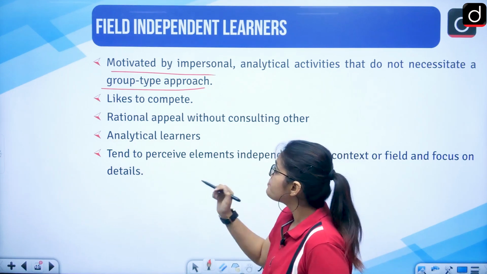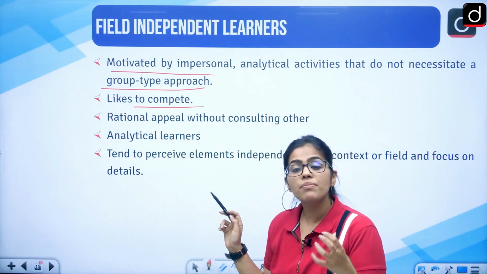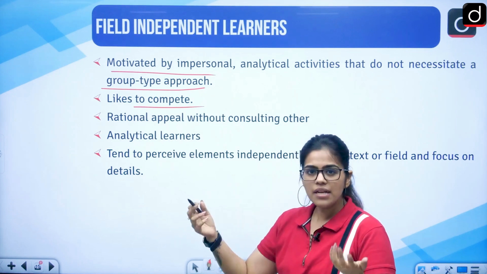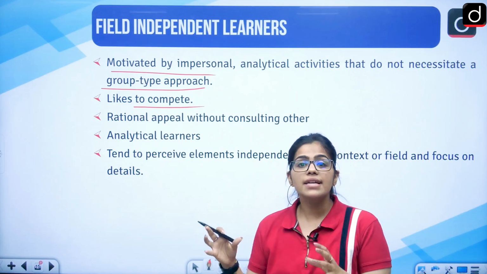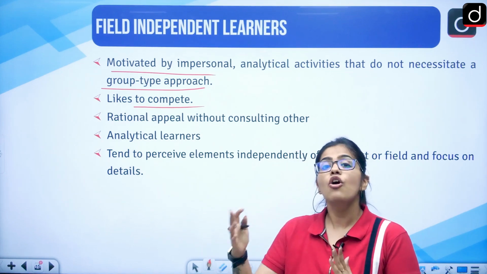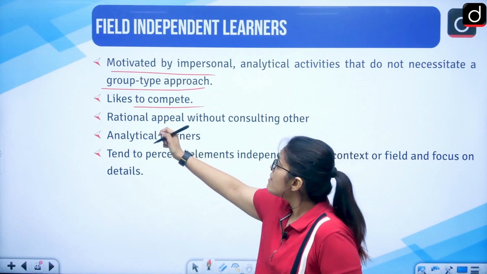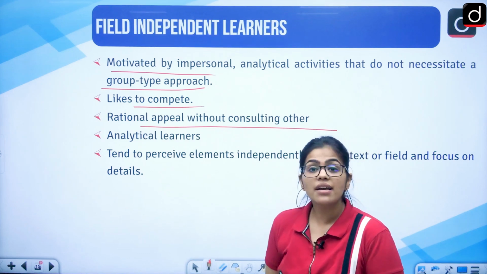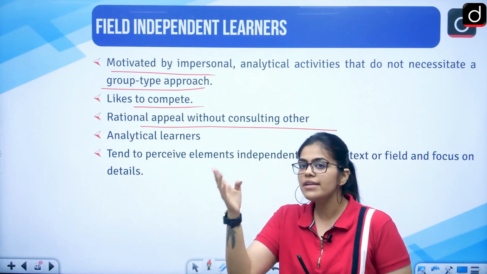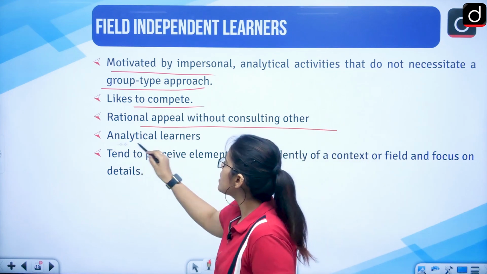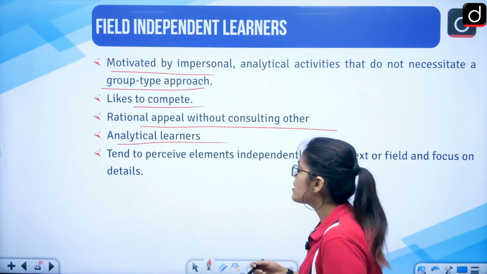They are less dependent and like to compete. They do not like the structure of a school as much, but they have more zeal. They like to work on their own and to compete. They want grades, they want good marks, and for that they will put in their own share of effort. Then there is a rational appeal without consulting others. They use their own minds. They are rational beings. They know that they can find their own paths. They are analytical learners. Rather than feeling too much, they will analyze. They are more rational kinds of learners.